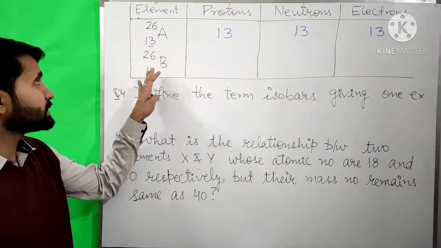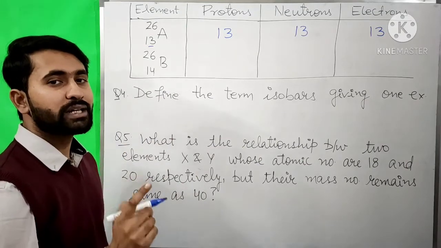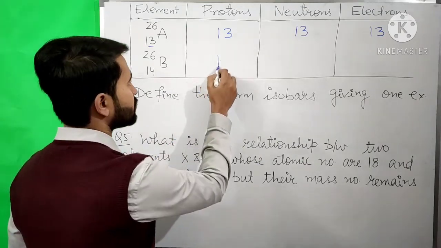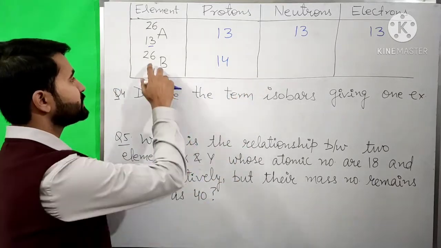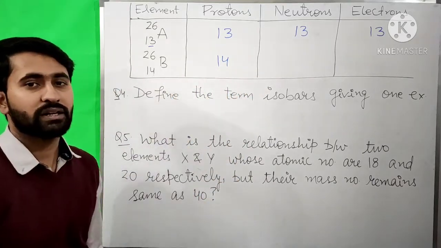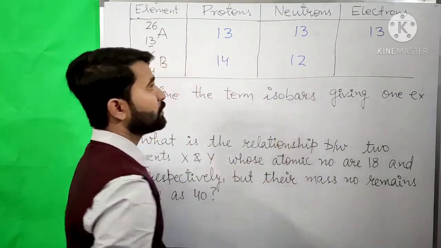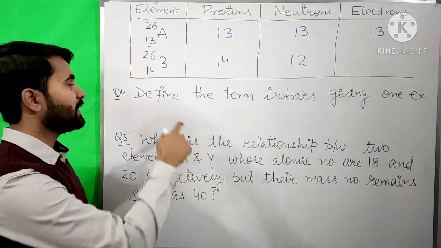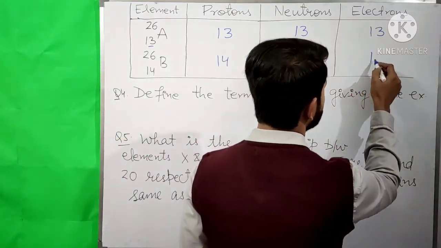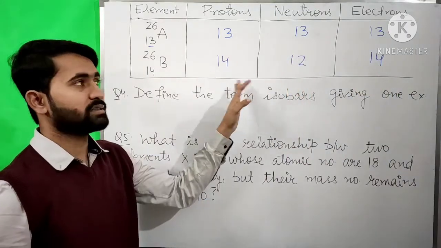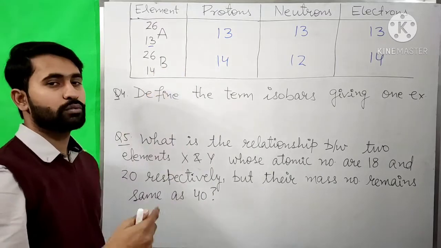Now in this case 14B26, it will have 14 protons in it. Now the number of neutrons will be 26 minus 14, that will be equal to 12. Now the number of electrons will again be 14, it is equal to the atomic number. These are the subatomic particles that are present in this pair of isobars.